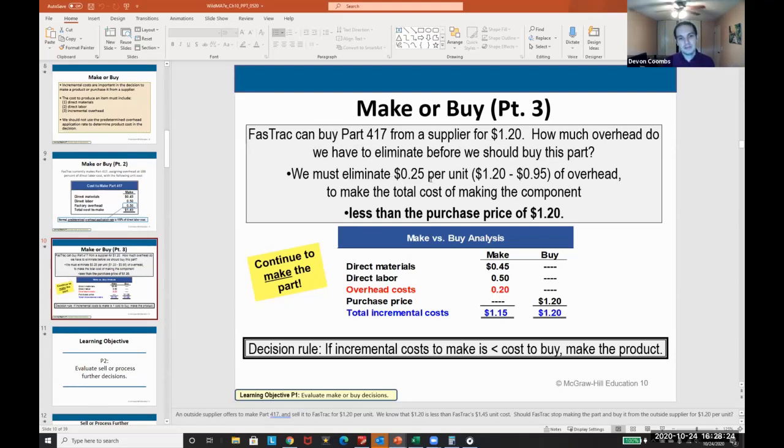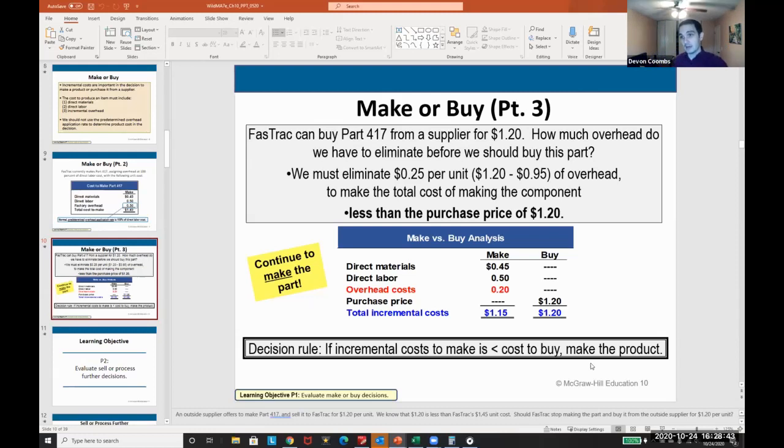So we have to eliminate at least 25 cents per unit to make the total cost of making the component worth it. So if the incremental cost to make it is less than the cost to buy, we make the product. So this is true in a managerial accounting framework, right? We go through and say, should we build it ourselves? If it even saves us a few cents, we should.